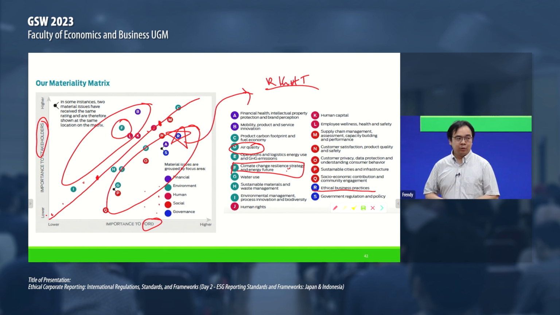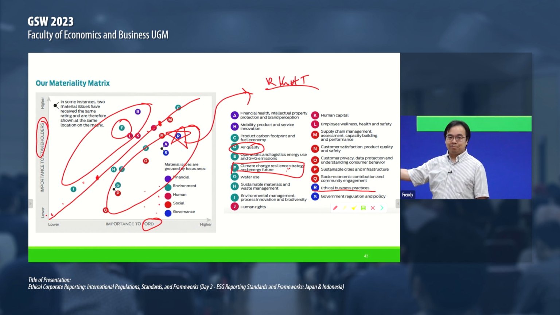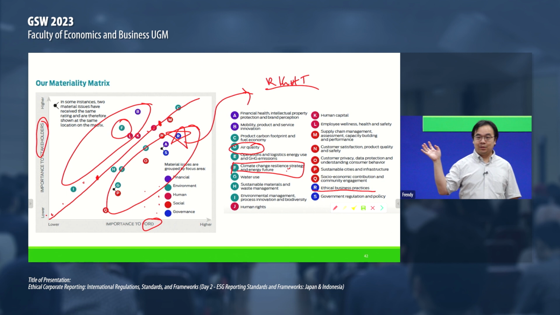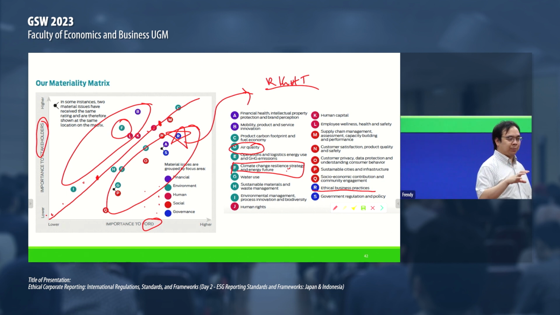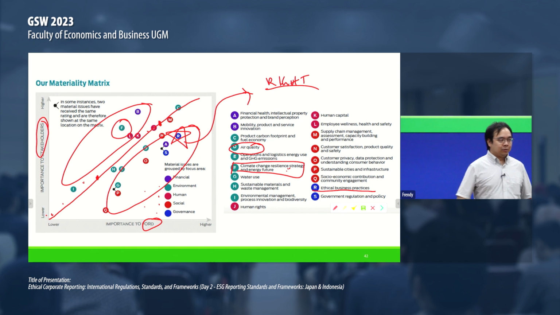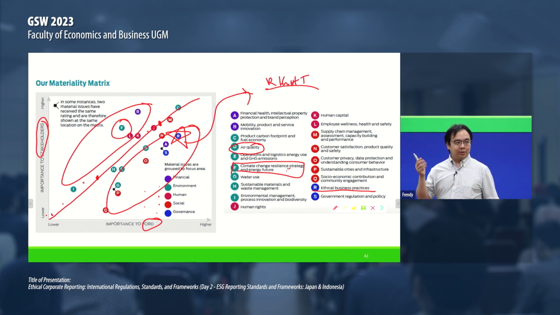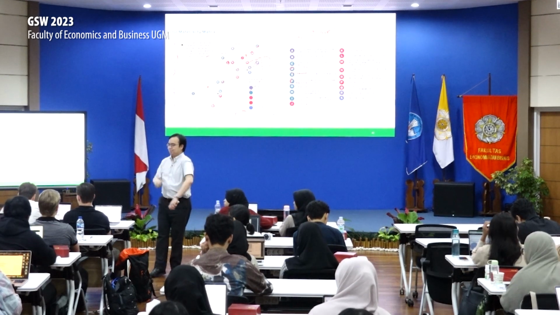And if you ask how Ford came up with this matrix, they use surveys of a selected group of stakeholders to identify the importance of each of these items. Okay. So this is how the concept of materiality is applied in sustainability reporting. Again, the keyword here is importance. Okay, any questions?